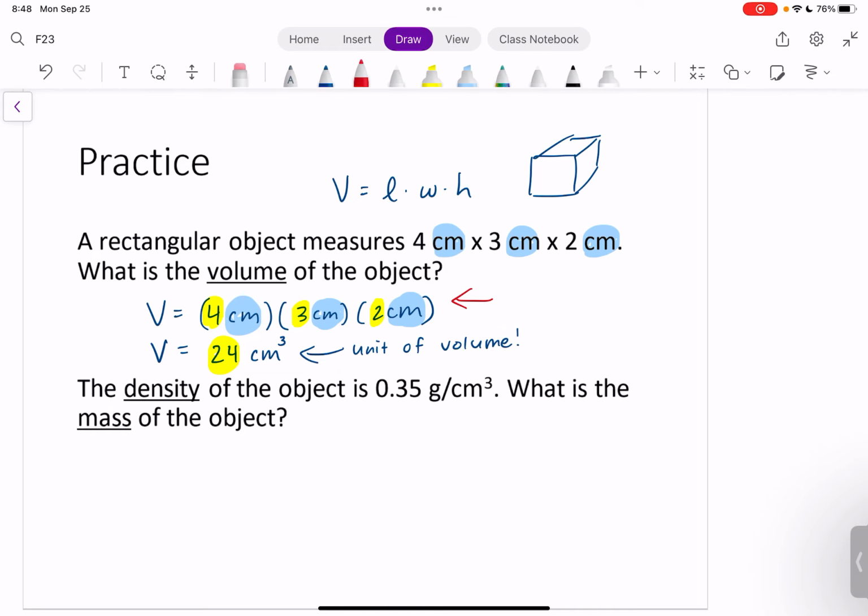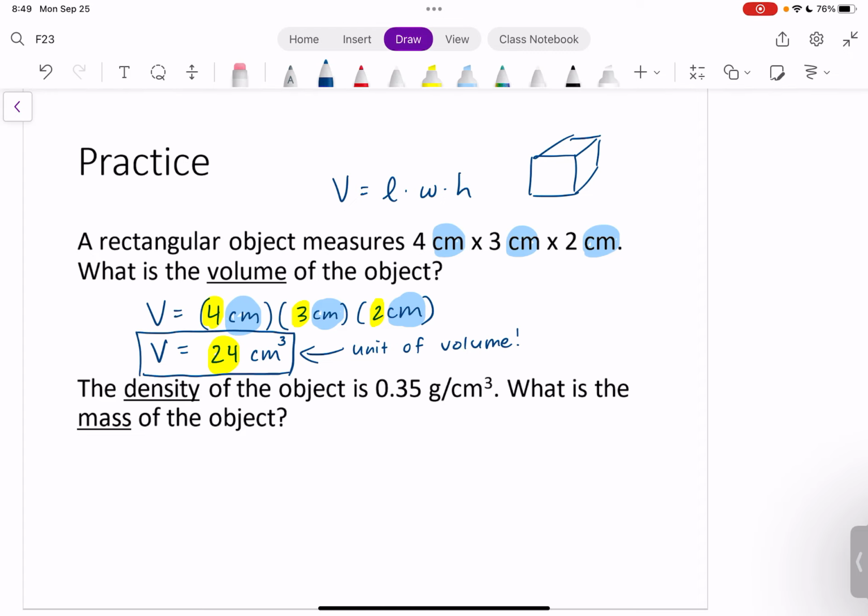So if you were looking for the volume of your object, right, and you ended up with just centimeters, is that a unit of volume? No. What's centimeters a unit of? Yeah, centimeters is a unit of length, right? So that's not what you want to end up with. So this is a really good way to double check that you're on the right track.